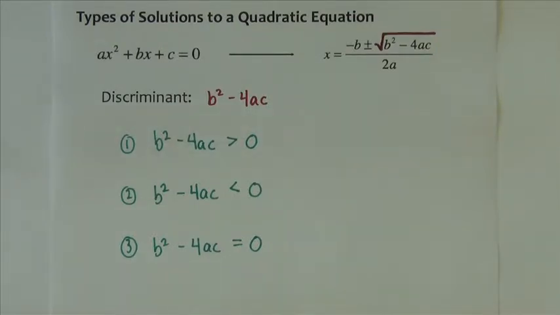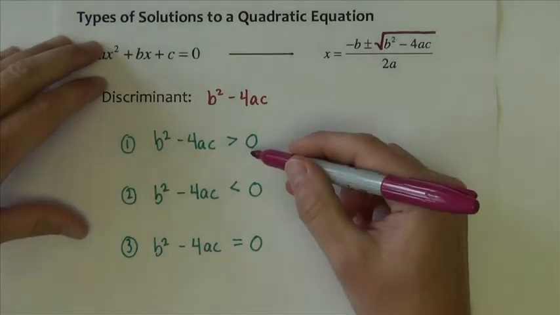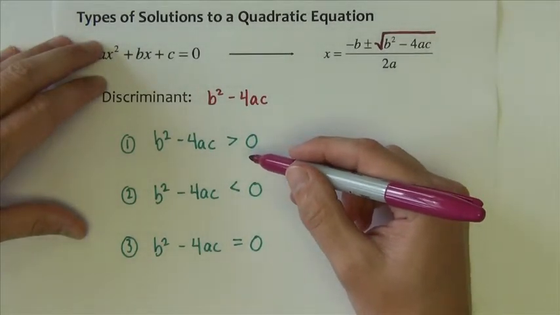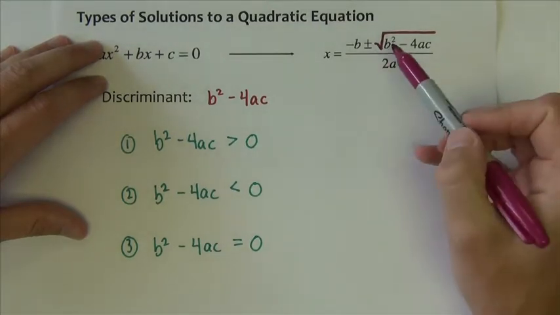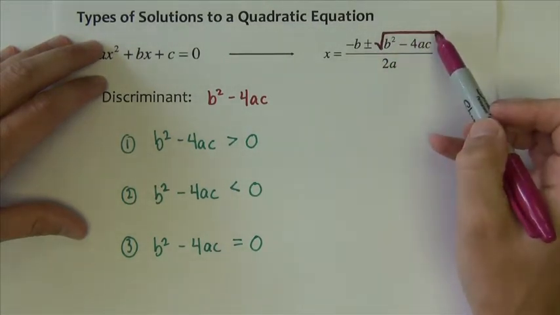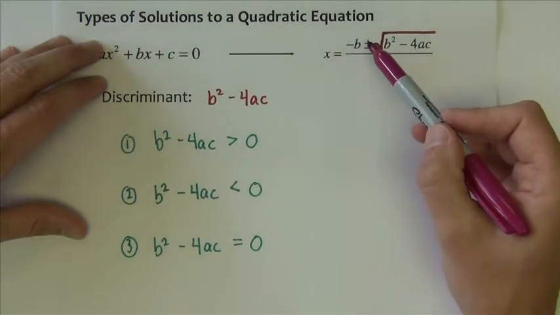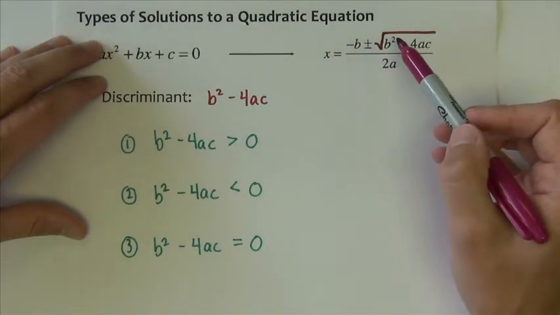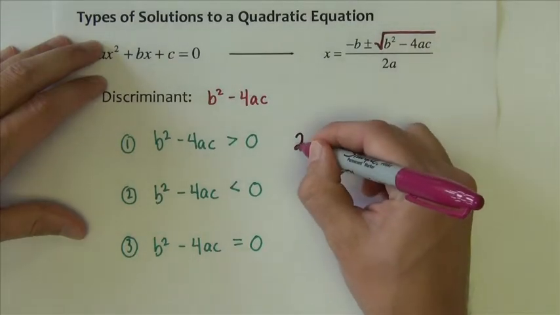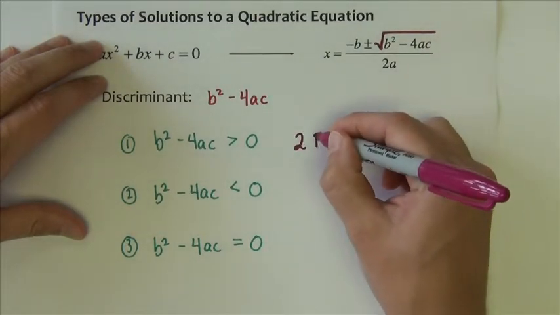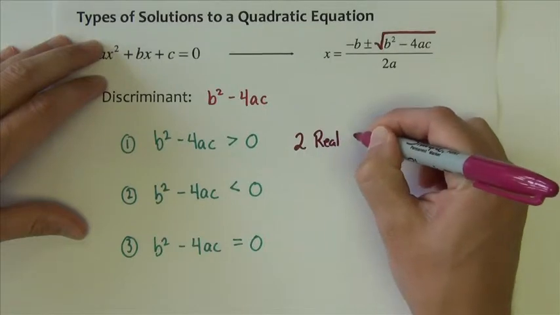So what does that tell us? Well, if we have a value that is bigger than 0, say for example 9, and so I had the square root of 9, well then I'd be doing negative b plus 3, negative b minus 3, and adding 3 and subtracting 3 would give me two distinct real solutions.